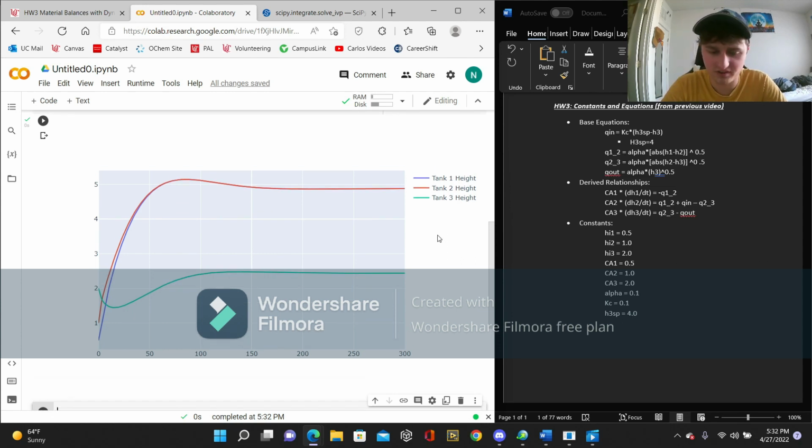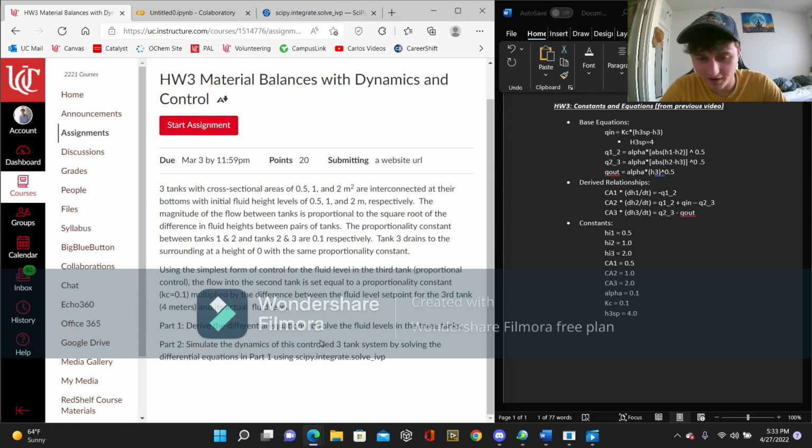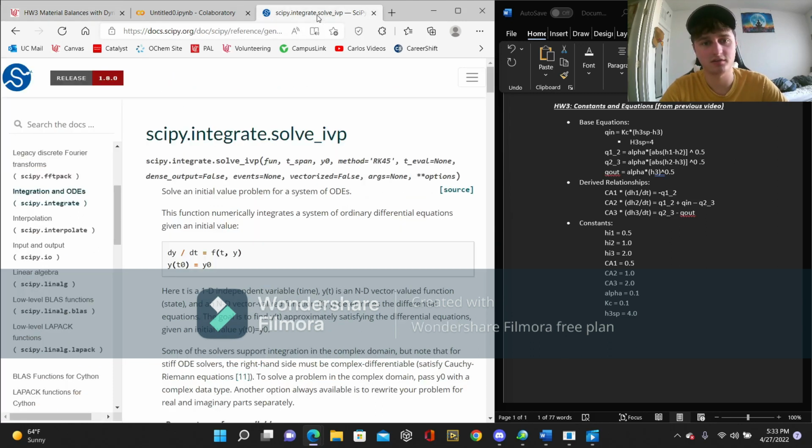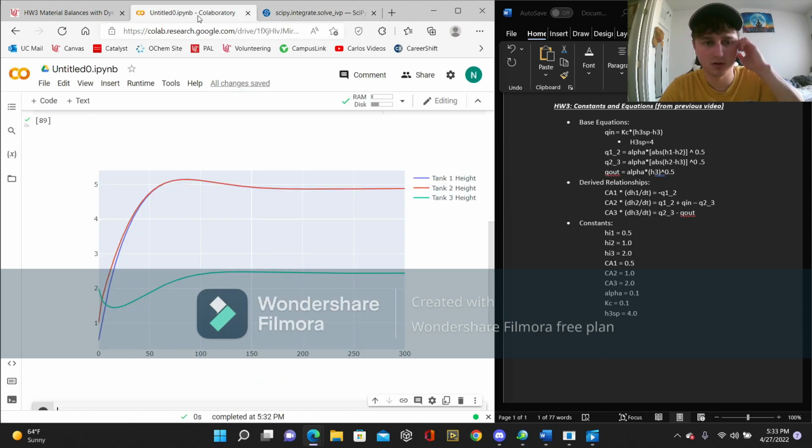So I think 300 is actually pretty good. I was going to say we could adjust the time scale, but I think this looks pretty good. So we've created this subplot. We have effectively simulated the dynamics of this 3-tank system by solving the differential equations using our SciPy integrate solve_ivp.